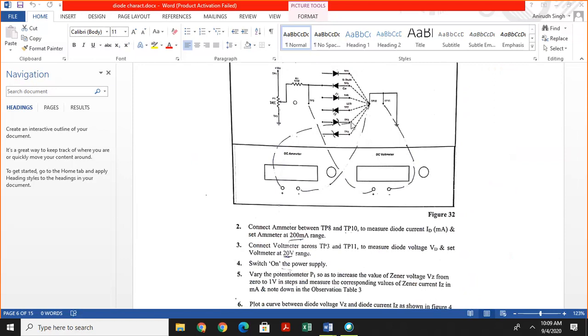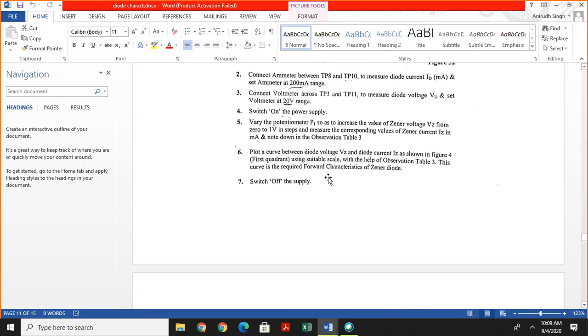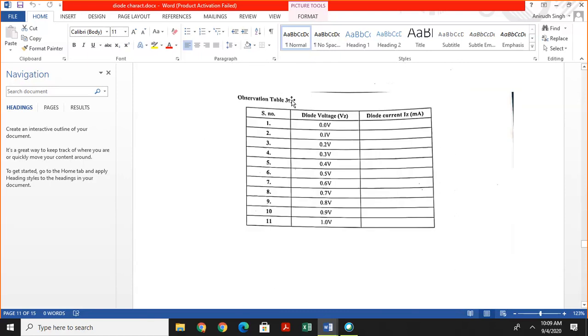Positive is connected to this terminal, negative is connected to TP10. Similarly, this positive is connected to TP3 and this negative is connected to TP11. Range is set at 20 volt. Here range is set at 200 milliampere, and then switch on the power supply.